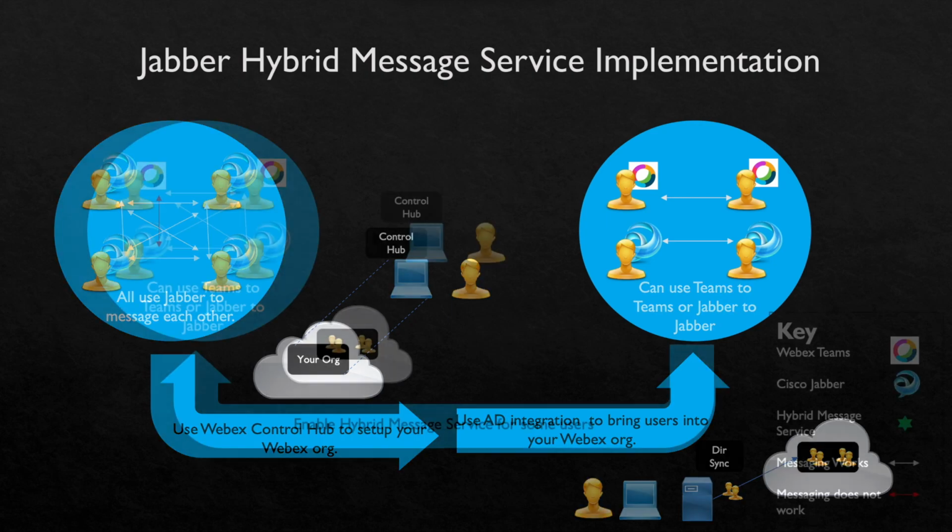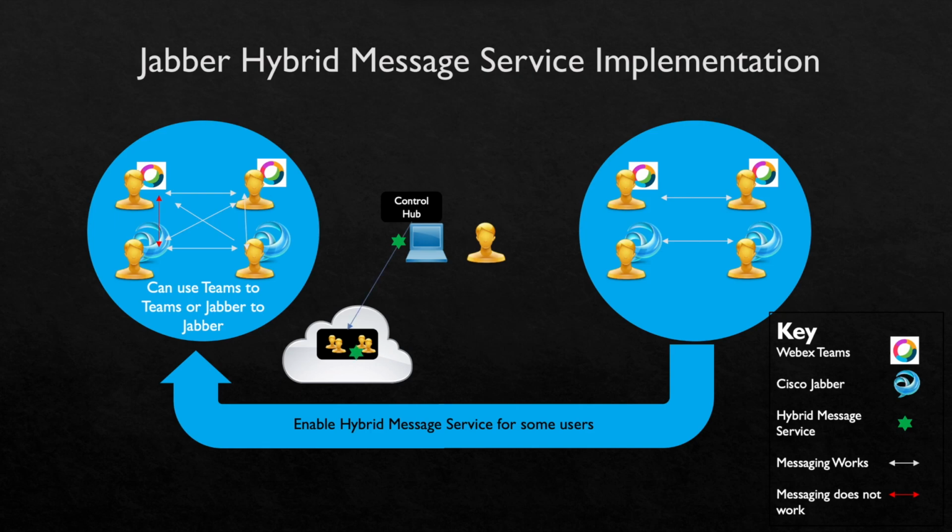All right. Now let's get into the real meat and potatoes of it here. The next task that must be performed is to enable the hybrid message service for some of your users. You do not have to enable the service for all of your users, right? You just have to enable it for some, because when you're setting this up initially, you're just going to test it out. You're going to see how it works.